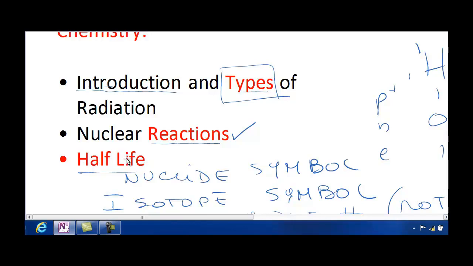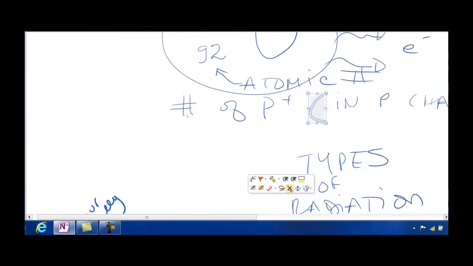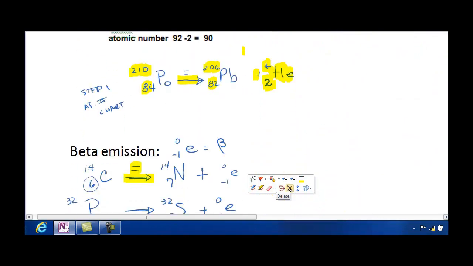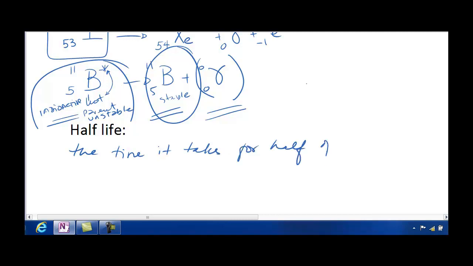What is half-life? Who wants to tell me what half-life is? Let's pretend we're in college and we want a complete sentence. Half-life is, okay, we're talking too fast, let me write very fast. Half-life is the time it takes for half of a radioactive sample, a hot radioactive sample, to undergo nuclear decay. Very good.